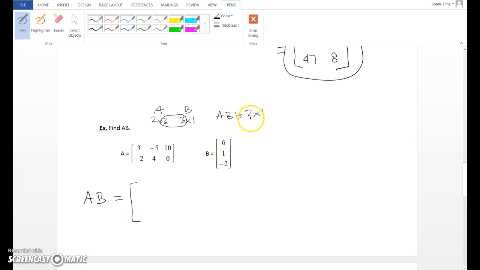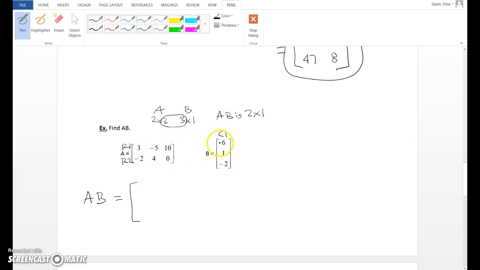Alright, let's write it out down here. What I'm going to have, remember, I'm going to have 2 rows with just 1 column. So I'm going to have a dot product here and a dot product here. You can list, if it helps you, row 1 over here, row 2. B only has a column 1. So for this first position, this is row 1 dotted with column 1.